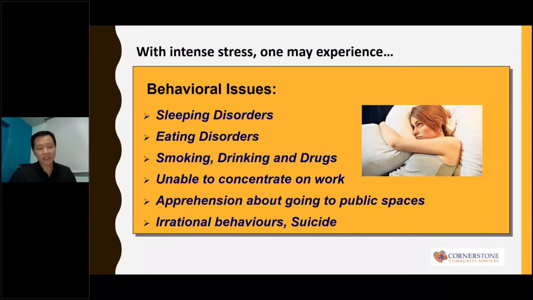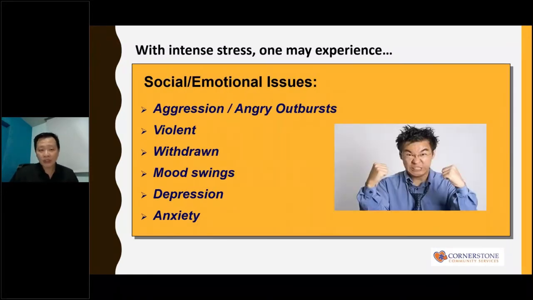All right, next, social emotional issues. With intense stress, this is not uncommon. Aggression, angry outbursts, violence, and that again tells us why in this confinement period, family violence and child abuse is on the rise.